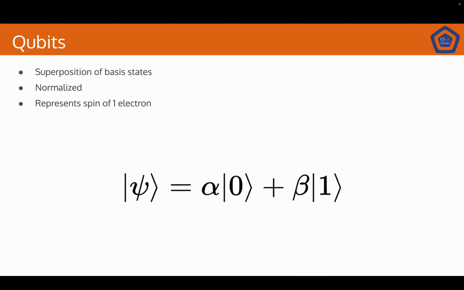So, qubits. They exist as a superposition of basis states, meaning they're some factor times the first basis state plus another factor times the second basis state. Since this vector must be normalized, that means that the magnitude of this combined vector is 1, which means that alpha squared plus beta squared is 1. And each qubit represents the spin of a single electron.